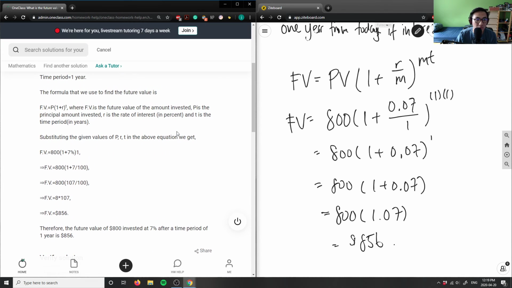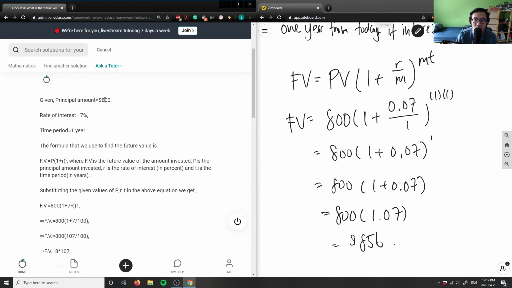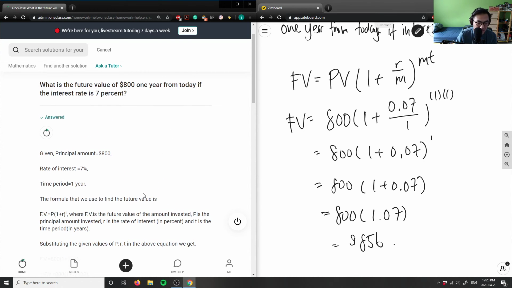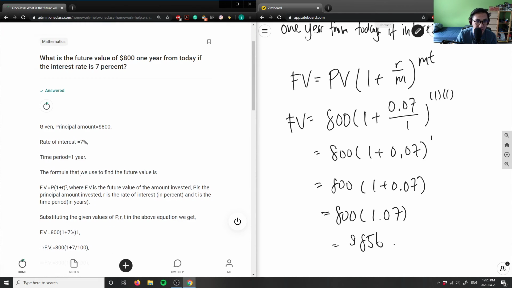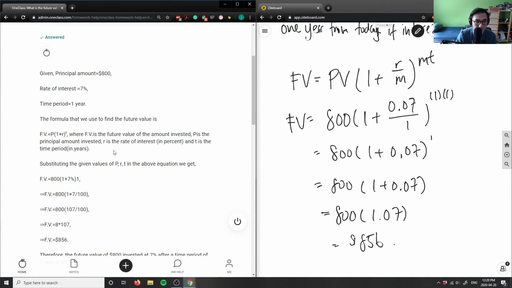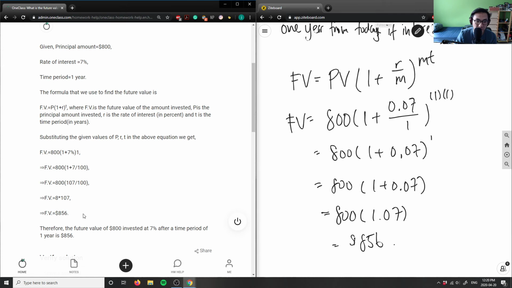So let's look at the solution here. It's saying given principal amount is 800. That's good. Rate of interest is 7%. Time period is 1 year. We use this equation here, P times 1 plus R to the power of T. I don't like how they did not include the M here. It is implied that the compounding period is 1, but if, for example, it was 7% biannually or monthly, then this equation changes. So I actually don't like the equation that they're using here, but it still gave us our correct answer of 856, and they subbed in everything correctly, I believe.